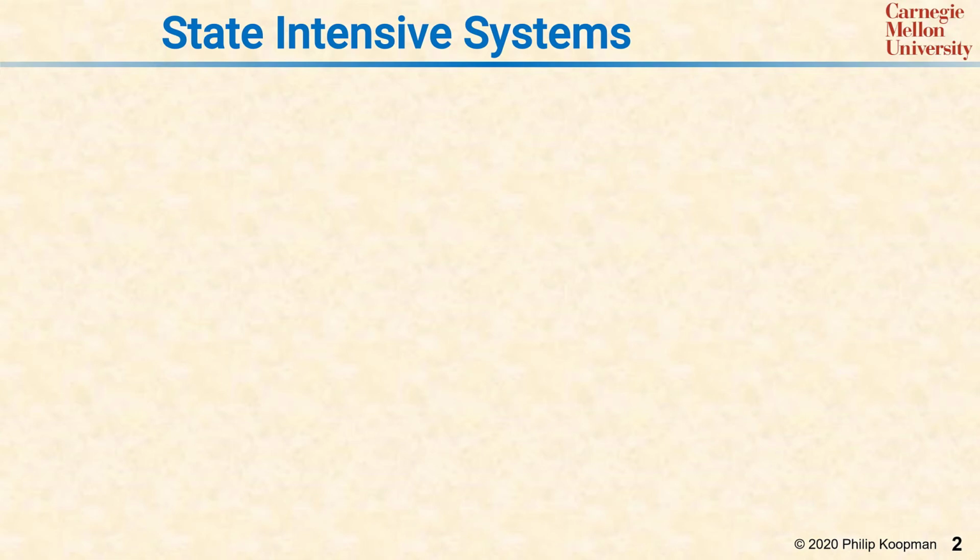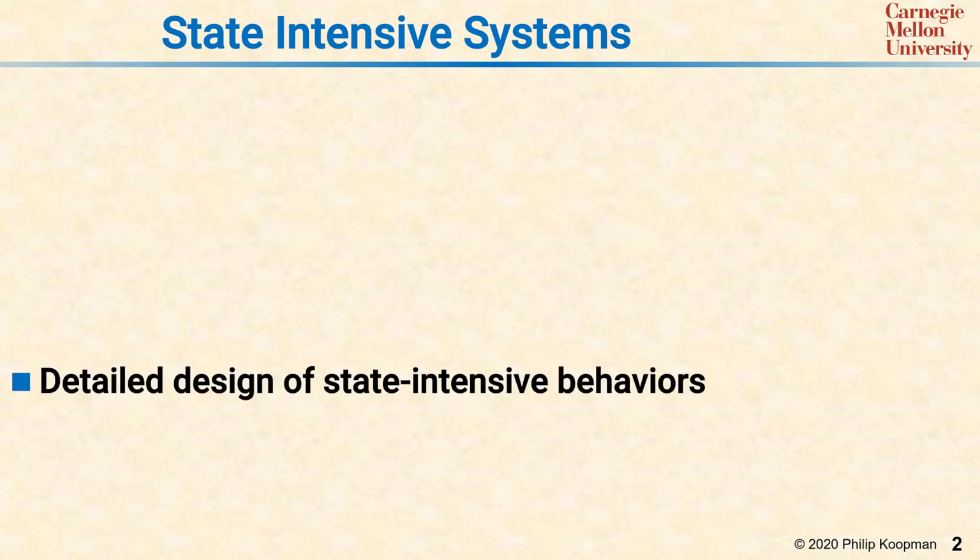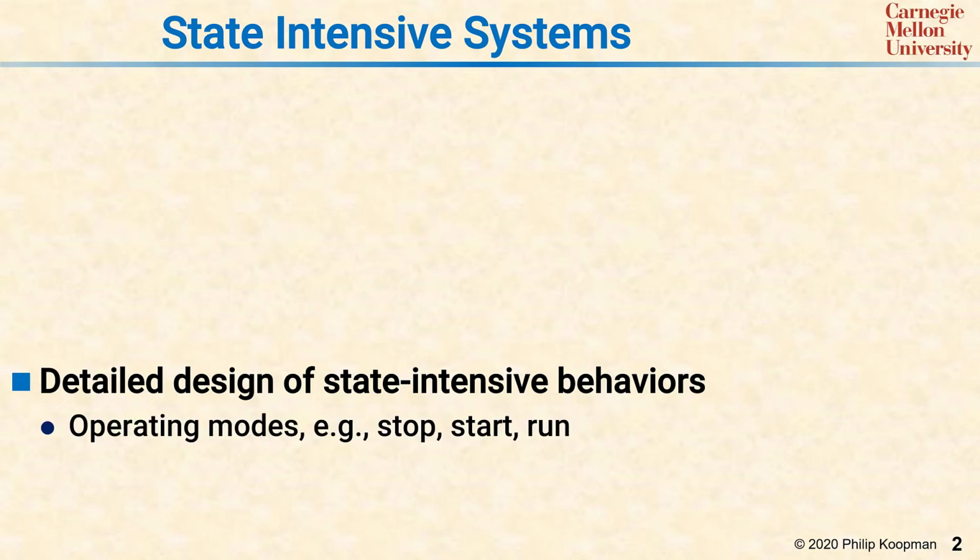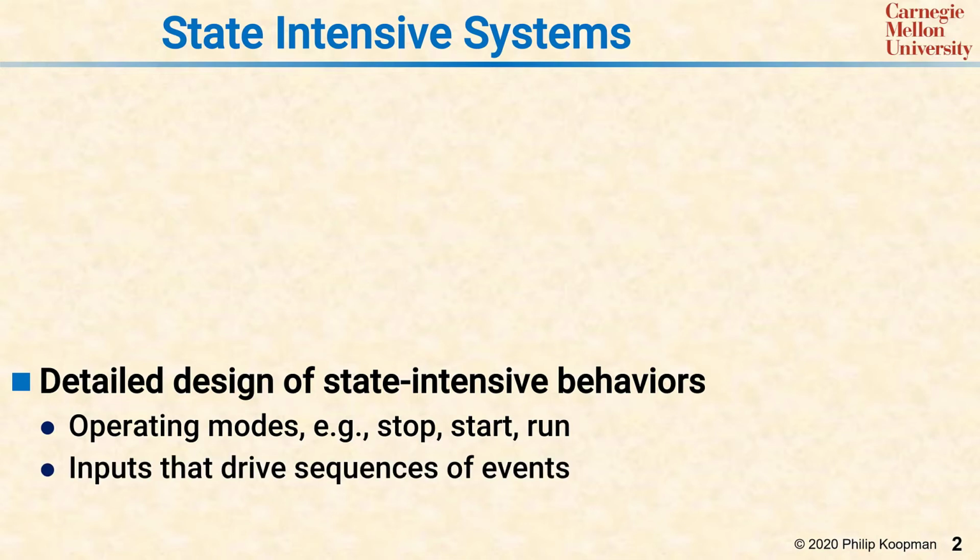It's common for embedded system software to be state-intensive rather than flow control intensive. State-intensive systems should be designed with a formalism other than flowcharts. When you need to do detailed design of state-intensive behaviors, use a state chart. State-intensive behaviors include different operating modes, such as start, stop, run, or inputs that drive sequences of events over time.